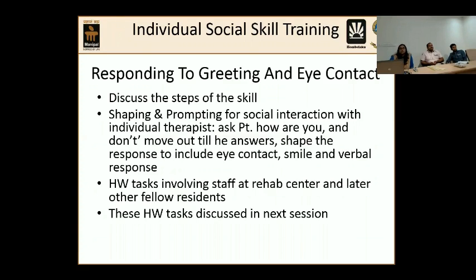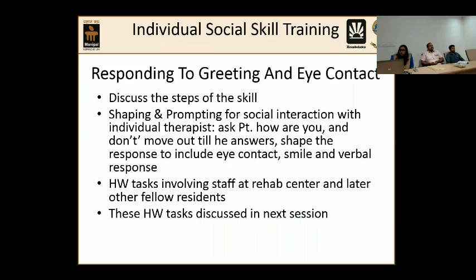One of the things we did in the initial sessions was responding to greeting and eye contact. Initially we would discuss the steps of the skill and why this particular skill is important, and why you should maintain eye contact. We would shape and prompt social interaction with the individual therapist. The therapist would ask the client, how are you? And the therapist won't move on till the client answers. Later the response is shaped to include items like eye contact, smile, verbal response, etc. So he has to look into your eye, smile at you and say, I'm fine or I'm not fine, whatever the need is.